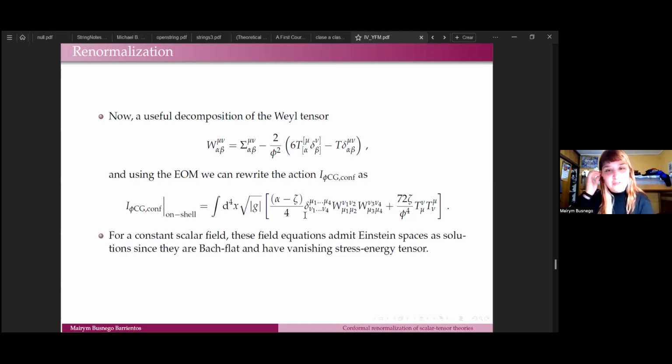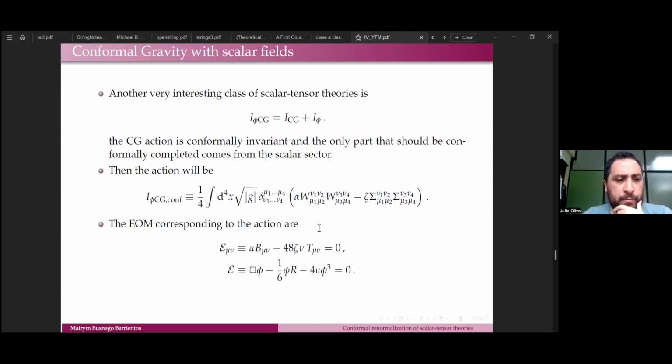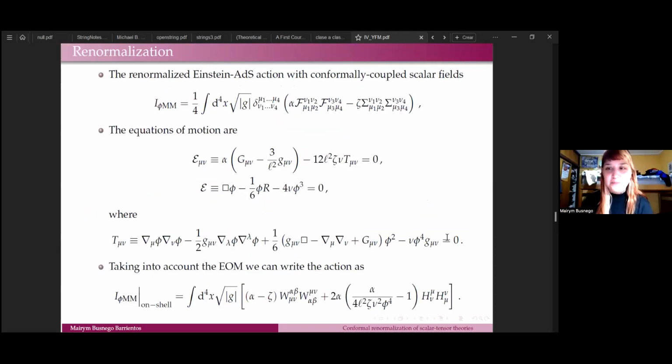For a constant scalar field, Mairym? Julio here. Yes. So the T mu nu there is the T mu nu of the standard conformally coupled scalar field. Yes. What's the T mu nu? Yeah, okay, perfect. Thank you. Is this T mu nu.